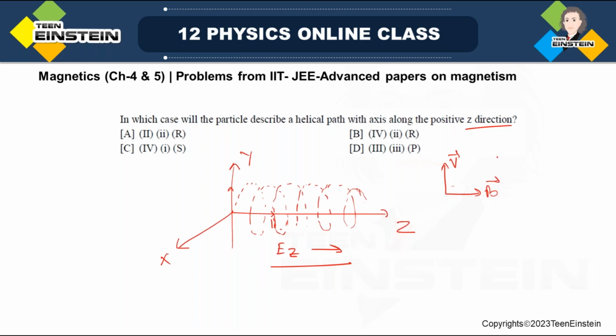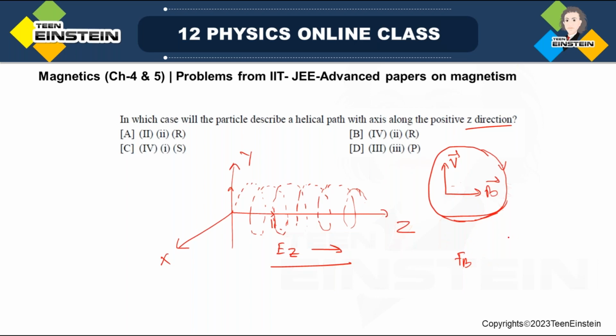so the magnetic force will actually make the particle move in a circular path, right? So it is the magnetic force which is responsible for circular motion.